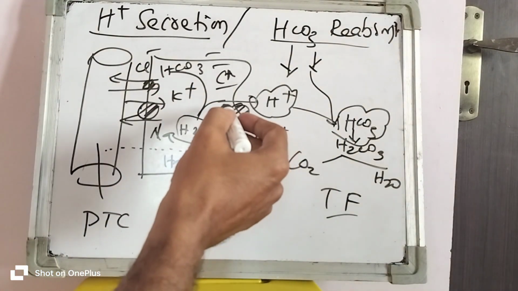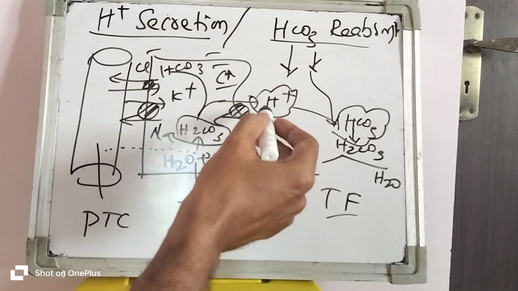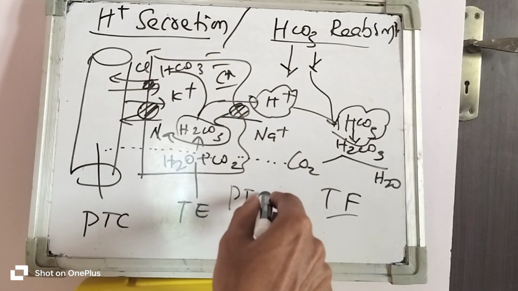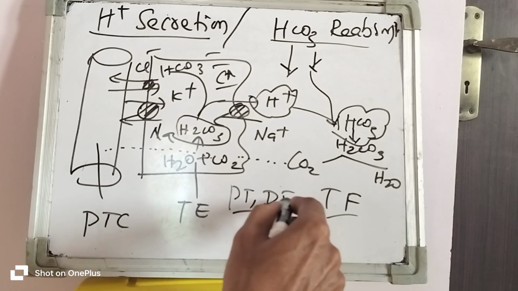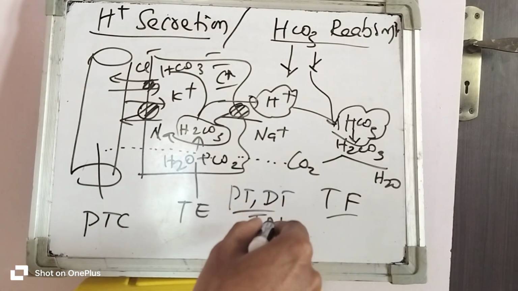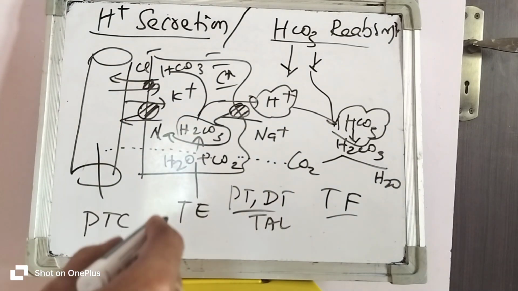Second point, this is done by secondary active transport, the sodium hydrogen exchanger. This is a mechanism taking place in the proximal tubules, the early part of the distal tubules, and the thick ascending limb. So this is the mechanism taking place in these segments. In the collecting duct, there is a different mechanism by which H plus ion is secreted.